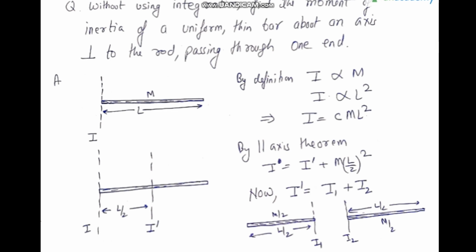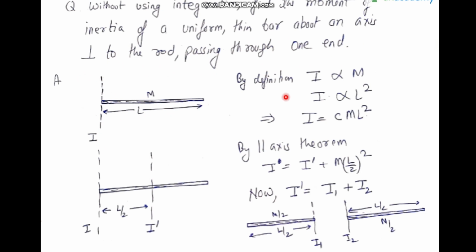Now you have another interesting example. Without using integration, find the moment of inertia of a uniform thin bar about an axis perpendicular to the rod passing through one end. I have a bar of mass m, say length L. I am supposed to find the moment of inertia about this axis. And I don't want to use integration.